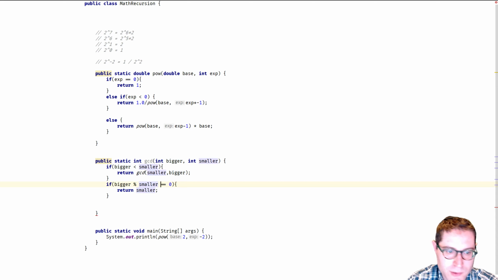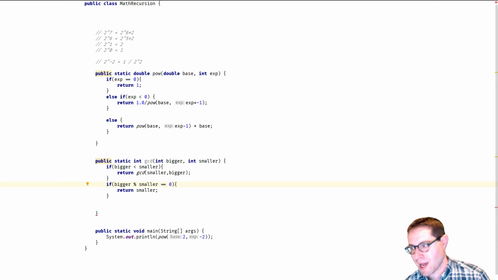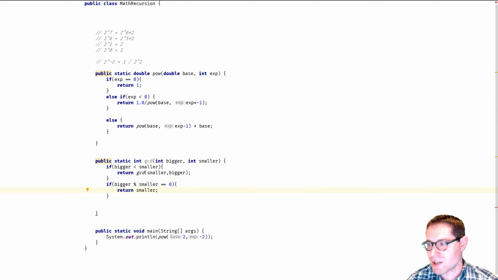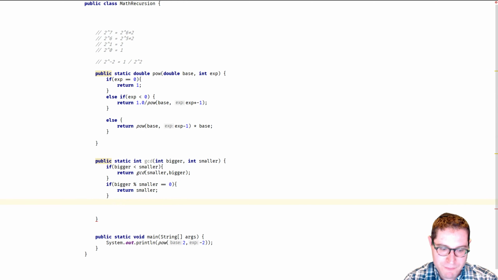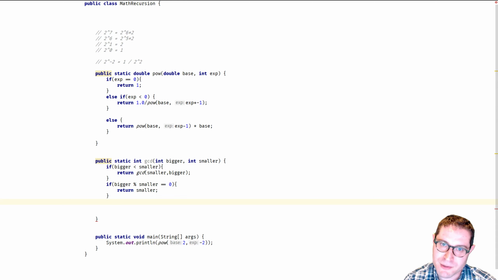So bigger is small. If we've got 10 and 5, 10 mod 5 is equal to 0, so we return smaller. We would return 5. But what if we end up with something like 12 and, what about, 12 is actually a terrible example. What about that example of 36 and 24? 36 mod 24 doesn't really work.